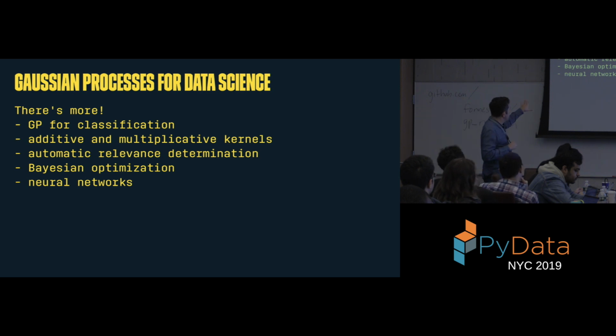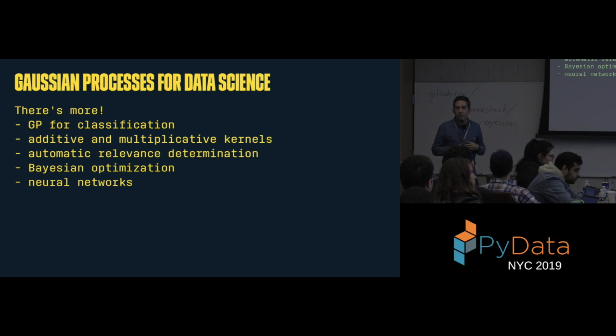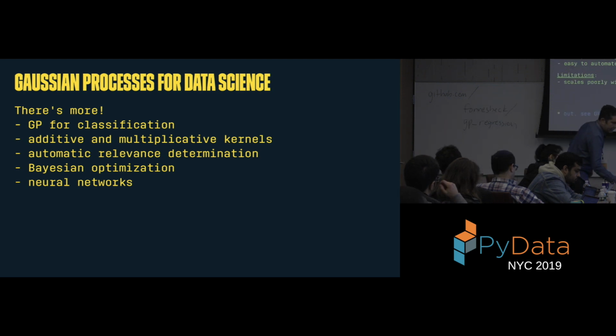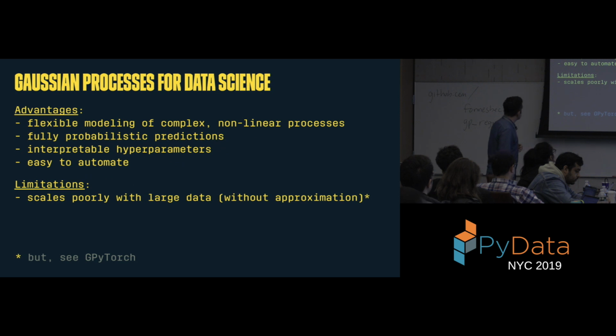And then you can show that GPs are related to all these other things. You can show that they're related to support vector machines. If you take a neural network with a hidden layer with an infinite number of hidden nodes and put normal priors on the weights, it's a Gaussian process. So there are links to other things, and you can make deep Gaussian processes and so on.